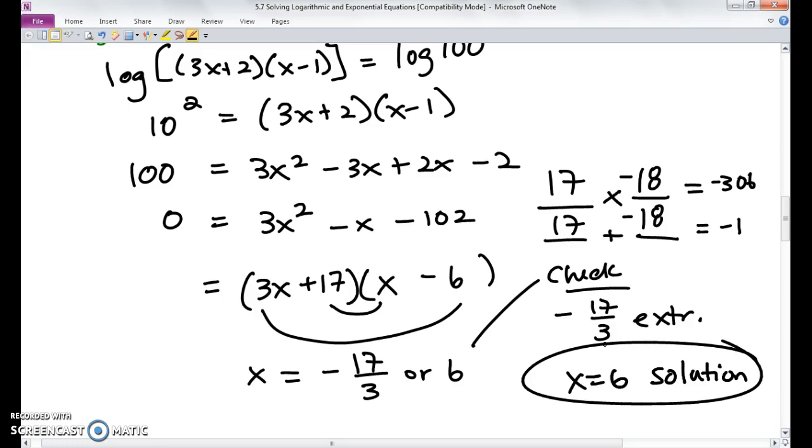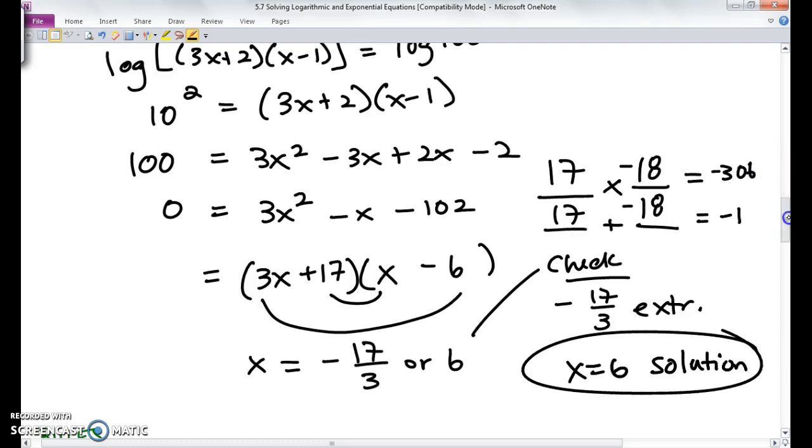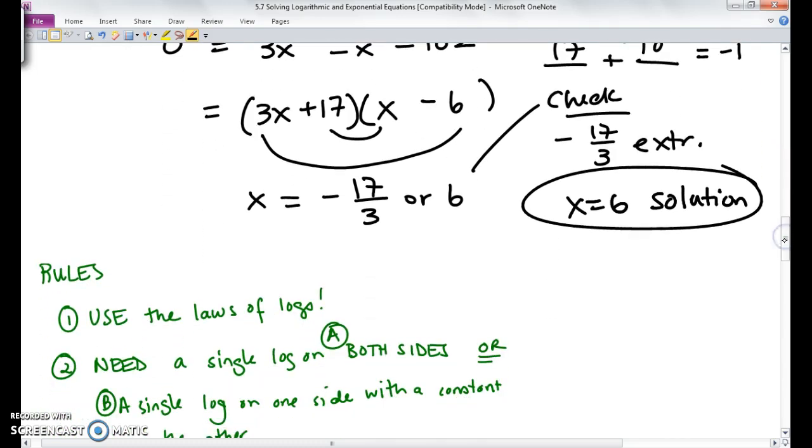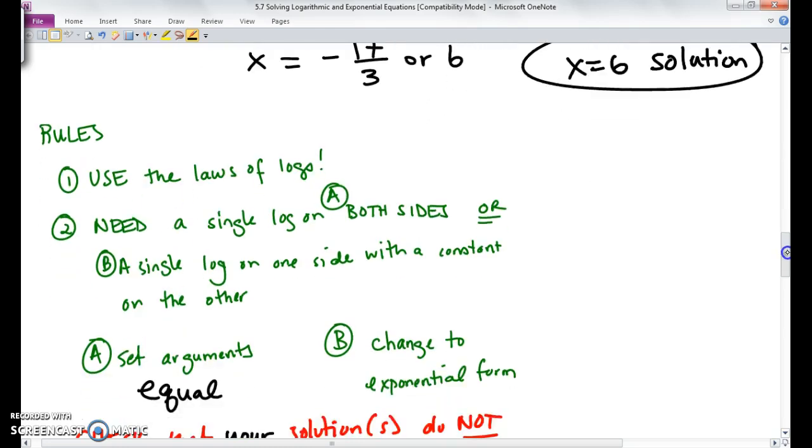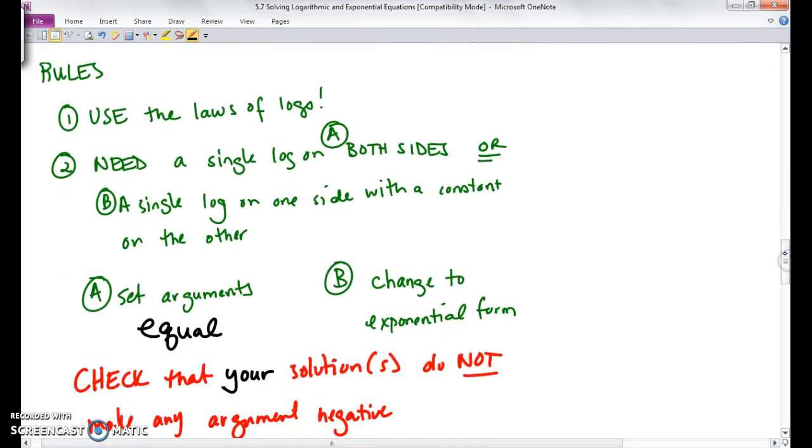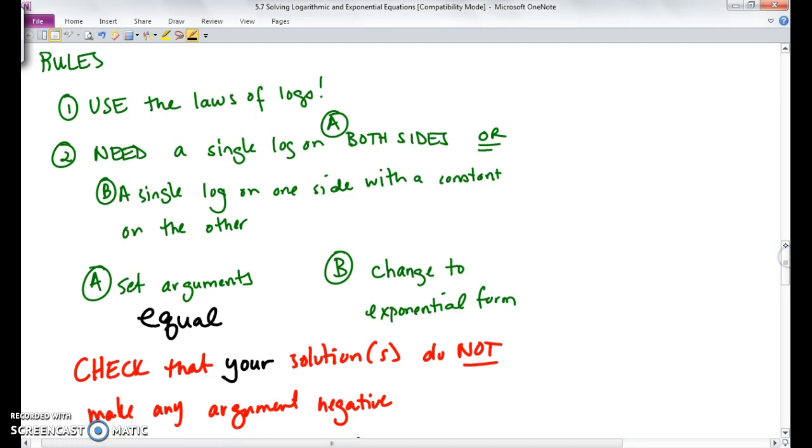Okay, so we are going to try some of these at the board in a few minutes, but before we do, I want to remind you of what we've been doing. So for those of you that like a little bit more formal structure, this is what we're doing. We're using the laws of logs, and our goal when we do that is either to get a single log on both sides of the equation or a single log on one side and a constant on the other. Those are your two possibilities, okay? So that's how you're trying to rearrange your equation to look.